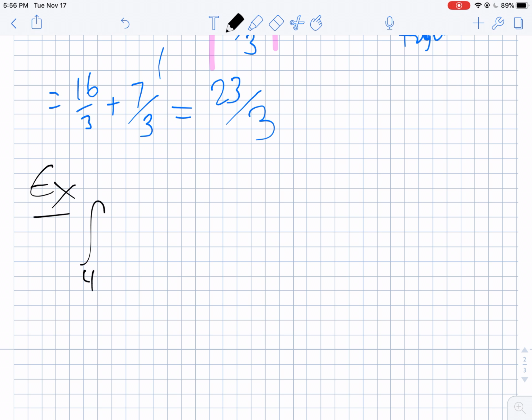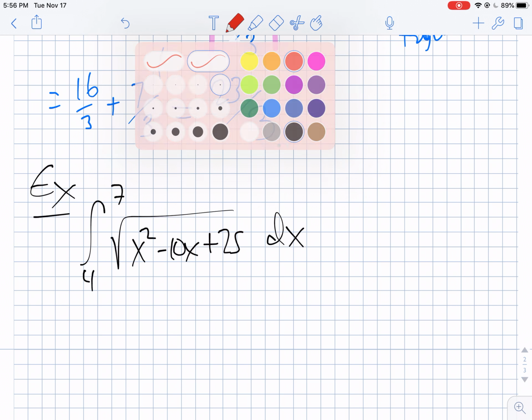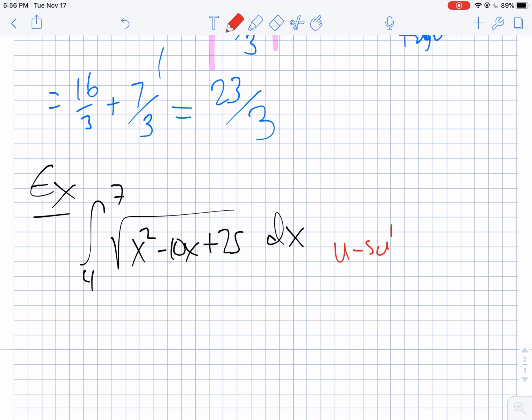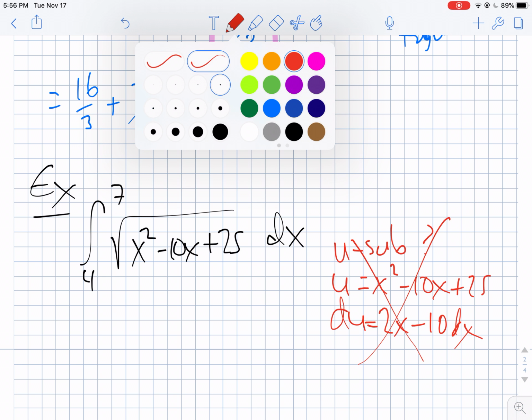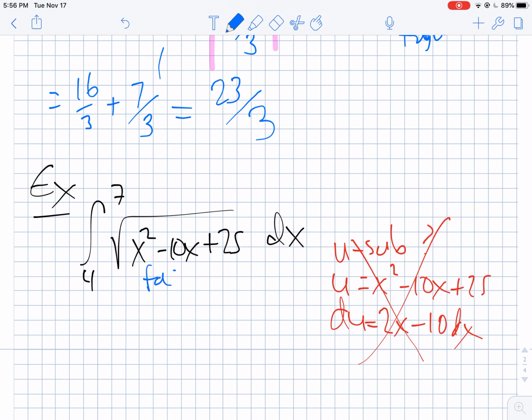So if we did the integral from 4 to 7 of the square root of x squared minus 10x plus 25. Now, when you look at this, what might your first thought be? Well, maybe you're thinking, hey, let's do a U-sub. Okay. And of course, you might try that, but then eventually you find that you're kind of up a creek without a paddle because du is 2x minus 10, and we don't have that at all. So that doesn't work.